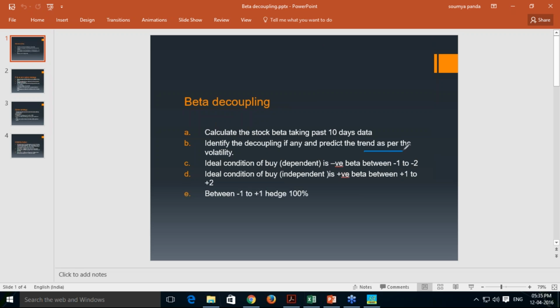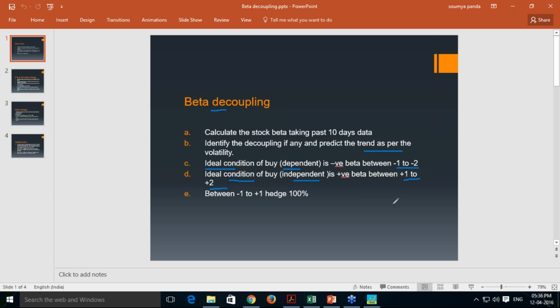Pertaining to this one standard deviation, how we are going to initiate a trade I will also be telling in this particular subject. An ideal condition to buy the dependent is -1 to -2 of decoupling value, and an ideal condition to buy the independent is +1 to +2 decoupling value. Whenever your decoupling value lies between -1 and +1, you need to hedge it by 100%. This is what the principle says.